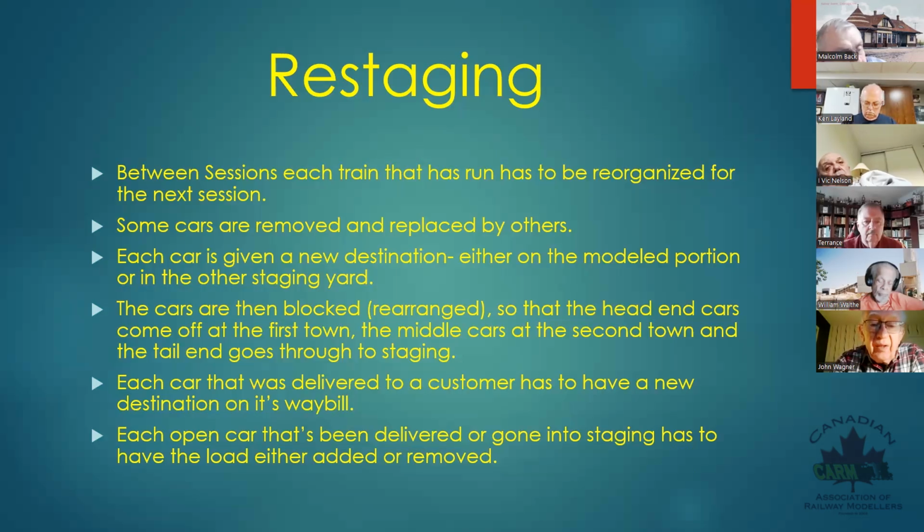I mentioned that each car delivered has to get a new waybill, and each open car has to have a load either added or removed. It doesn't make sense to me to run a loaded car both directions. You see a load of coal coming north, and then see the load of coal going south, or a machine that's being delivered and the same car comes back out with the same machine still on it. So every open car gets the load removed or added.